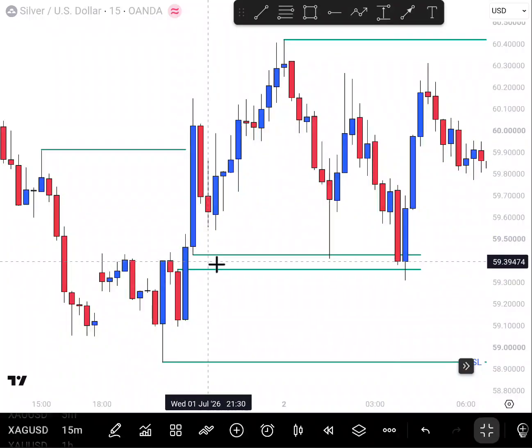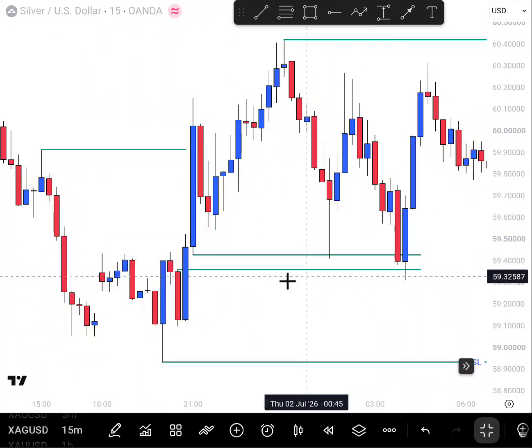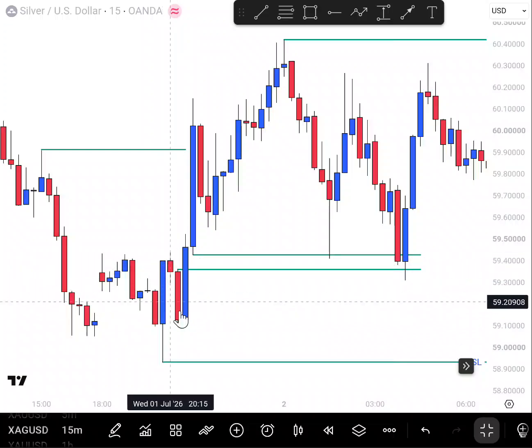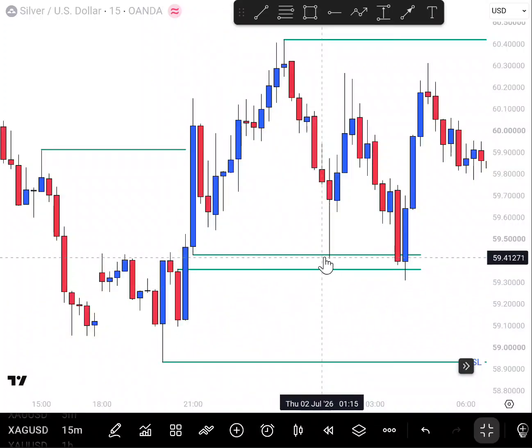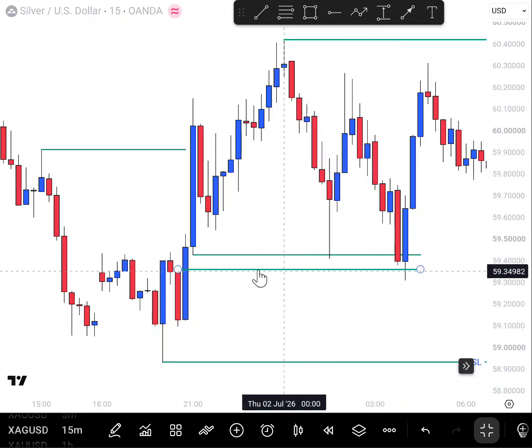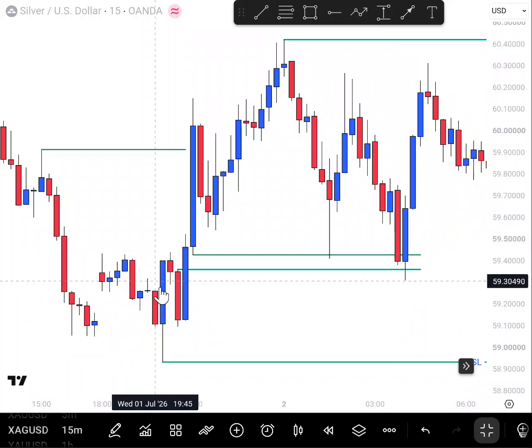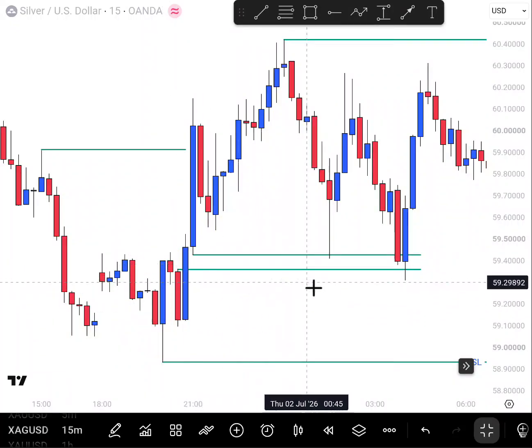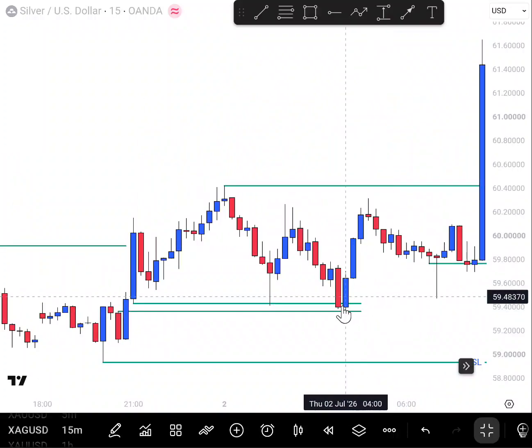So we had price trade back into this fair value gap. We also had a bullish order block. Price first engineered this liquidity here, sell side liquidity, which you can call an inducement or just simply liquidity. Then price took out that liquidity inside a fair value gap and an order block, and it really supported price perfectly.